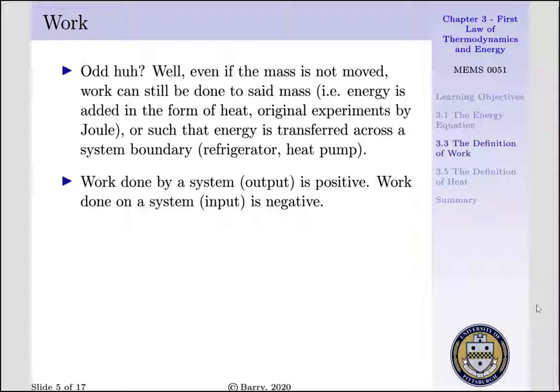Our conservation of energy states that such energy is transferred across a system boundary. That is, we can have electrical work crossing a system boundary as well. Now, work done by a system is going to be an output and quantified by a positive value. Work done onto a system is going to be input, and it's a negative value.